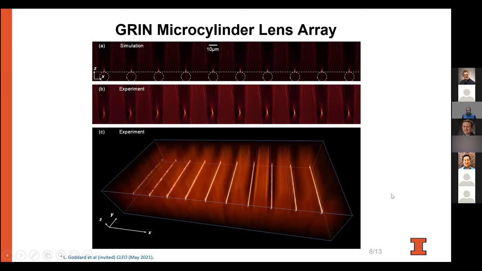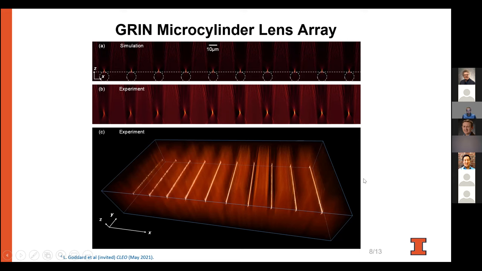We've also made microcylinder lens arrays. So the same idea as the Luneburg device, except now it's extended in one dimension. And so this is the simulation of these 10 micron diameter microcylinder lenses. This is the experimental results. There's a tiny bit of tilt because our experimental setup wasn't perfectly flat, but we can capture these three-dimensional volumes of how the light focuses at different locations through an advanced imaging setup that we built with a far infrared camera that's able to measure all the way out to 2 microns.